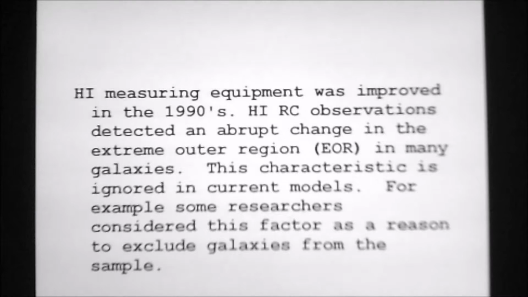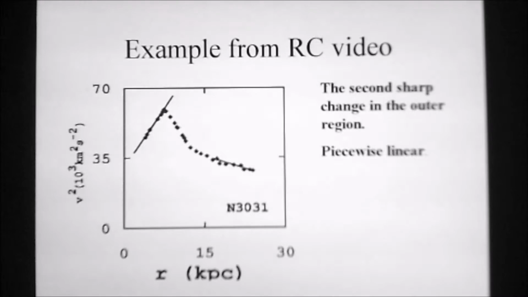Molecular hydrogen measuring equipment was improved in the 1990s. Such observations detected an abrupt change in the extreme outer region in many galaxies. This characteristic is ignored in current models. For example, some researchers consider this factor as a reason to exclude galaxies from the sample. We saw this in the rotation curve video, and there's the outer region as you see here.